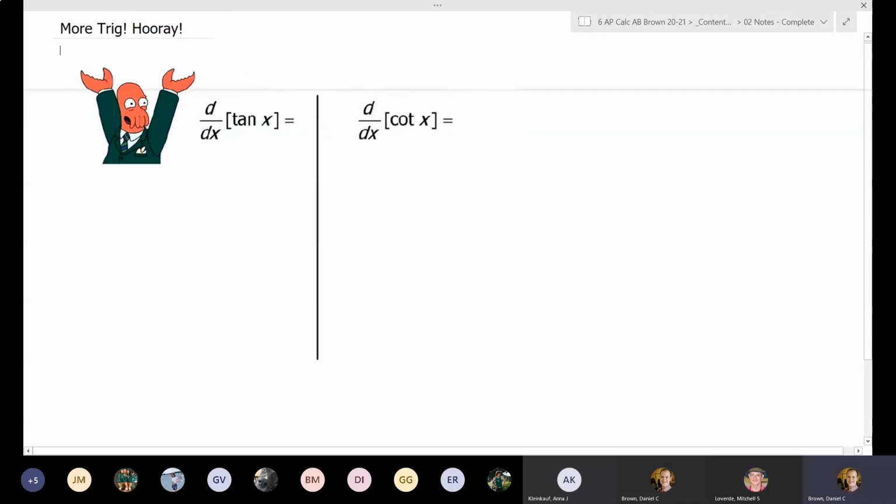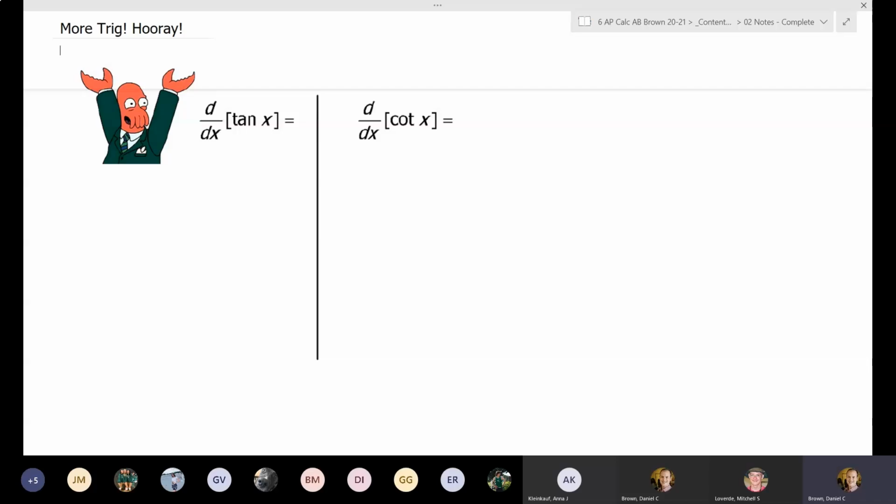So we have already found the derivatives of sine and cosine. Like we looked at those graphically and I said, hey, this is just a rule to memorize. The derivative of sine is cosine. The derivative of cosine is negative sine. Well, we can also find the derivatives of tangent and cotangent because now we know the derivatives of sine and cosine, and we now know the quotient rule.